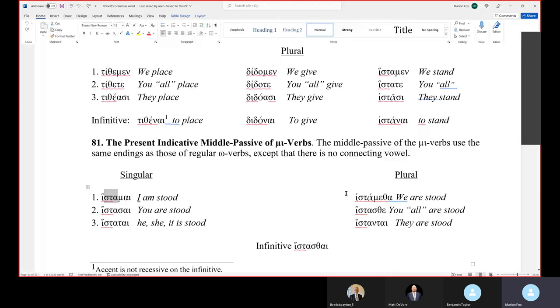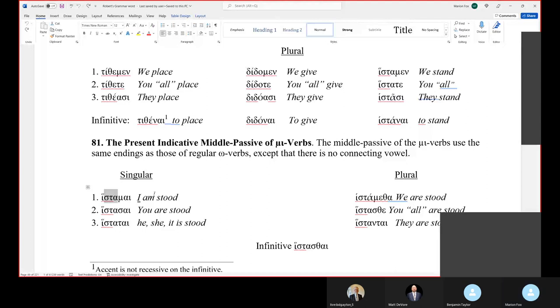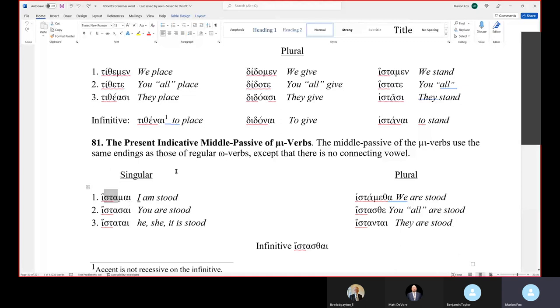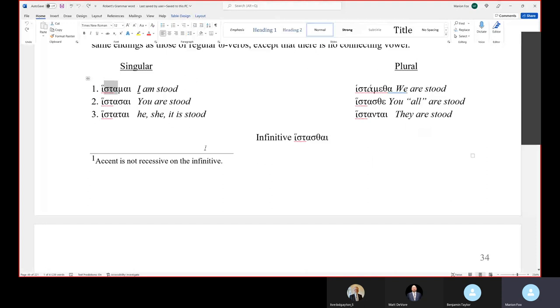So the endings on it are just like the regular verbs. Bobby can hear us, that's good. Right, so this is your basic form, or the middle passive. Remember, in the present tense, which it would be here, the middle and passive have the same form. They only have different forms in the past tense and the future tense. They have a different form of the future off the basic aorist. It's a contextual question whether they're passive, and so it's a contextual question that we have to deal with.